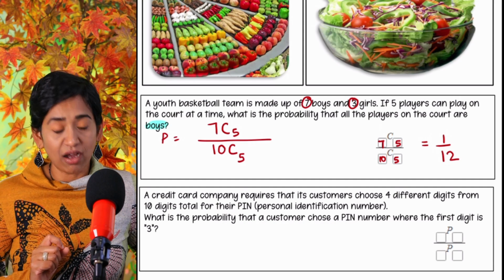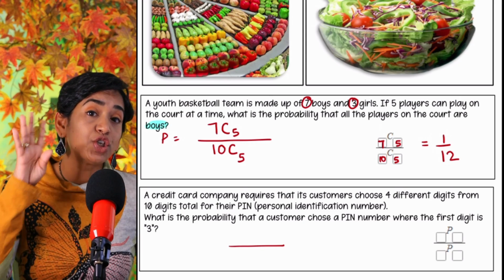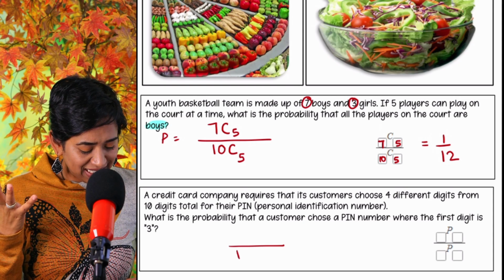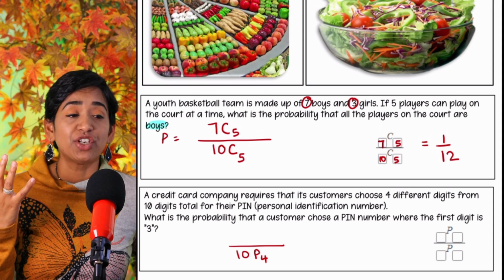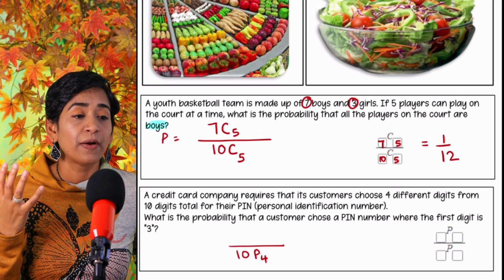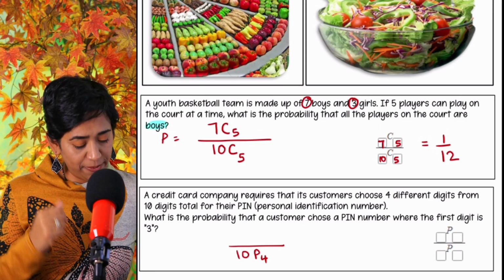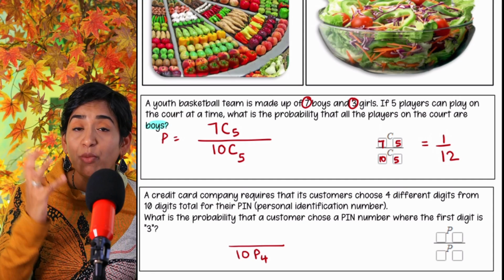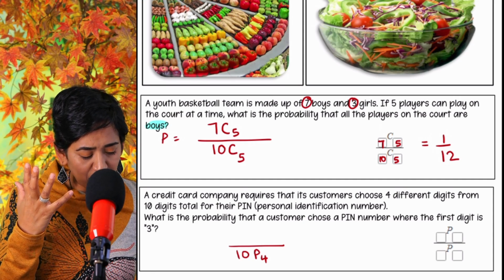Remember, how do I start? I always start with number of ways of choosing 4. So I have 10 digits. From 10, I am choosing 4. This is a permutation, right? From 10, I'm choosing 4. Fair enough? Okay. From 10, I'm choosing 4. That's my denominator. How many ways can I choose 4 from 10?